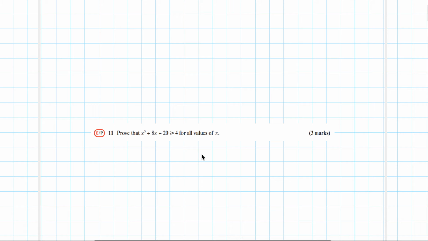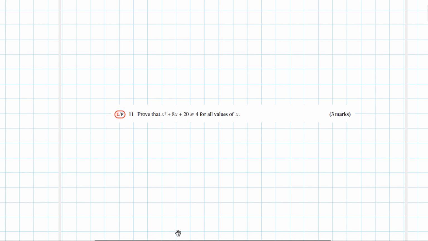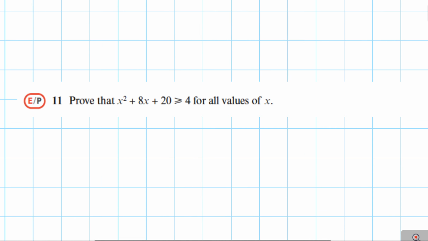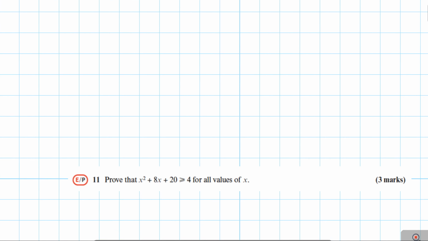So question 11, prove that x squared plus 8x plus 20 is greater than or equal to 4 for all values of x. If we think about what this actually represents, essentially it's saying that if we have a graph, with the y-axis here, this is the y value, and this curve is always above or equal to y equals 4.